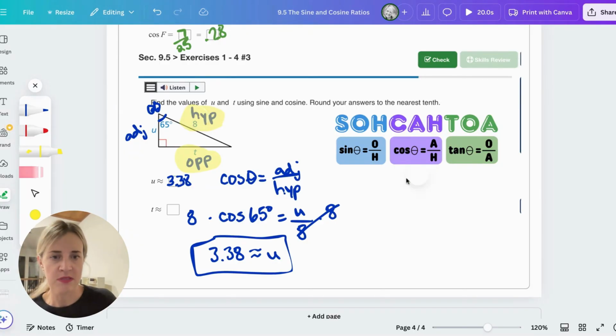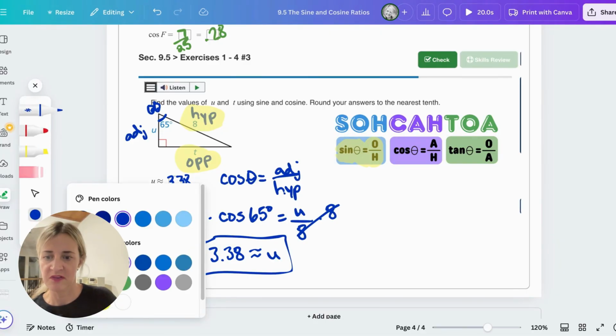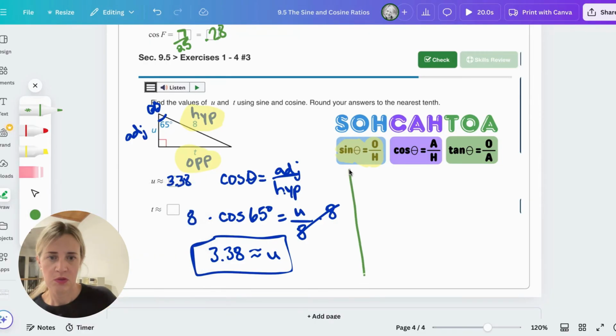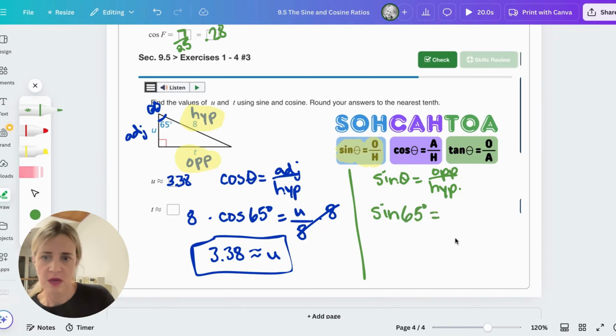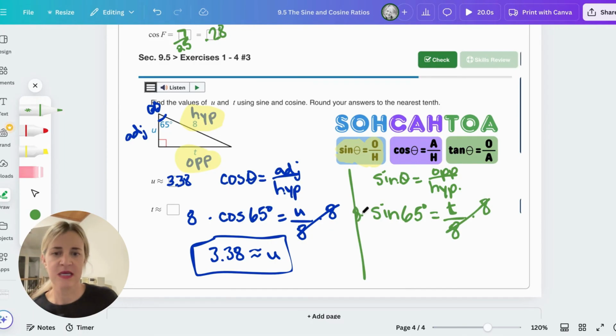So opposite and hypotenuse, that is sine. Color change right there. That's cool. And so we are going to set up our equation for sine. So sine theta equals opposite over hypotenuse. Okay, so plug that in. Sine of theta, theta is the angle we know. It's still 65, nothing changed there. Equals opposite, which was t, divided by hypotenuse, 8. Look at that. This one's another nice easy one. You multiply both sides by 8. 8 times the sine of 65.